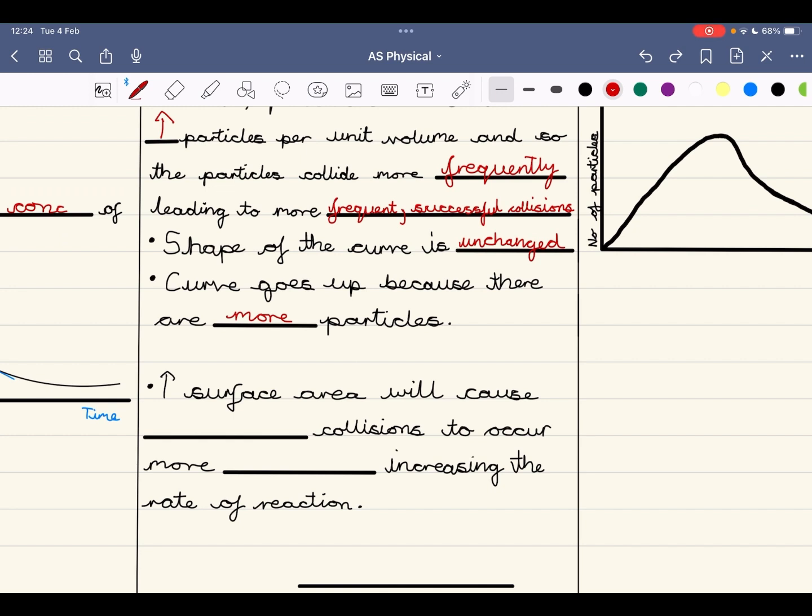Increasing the surface area will cause successful collisions to occur more frequently, increasing the rate of reaction.